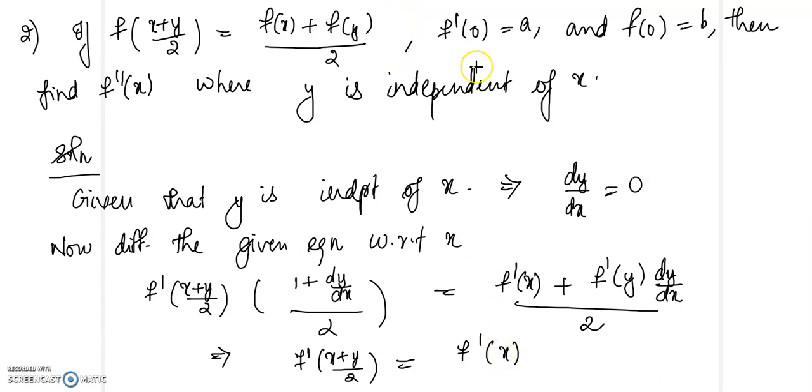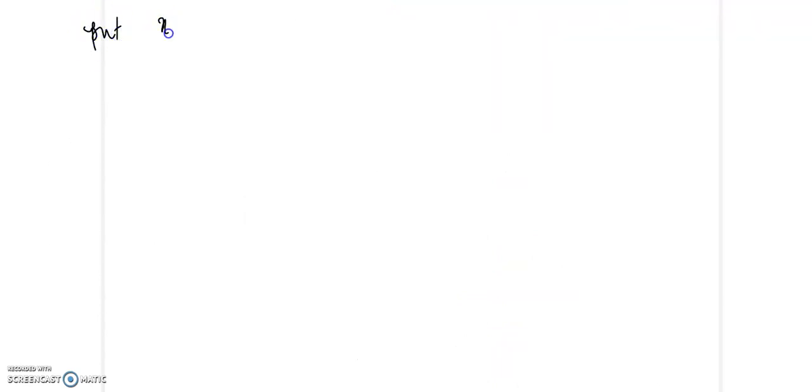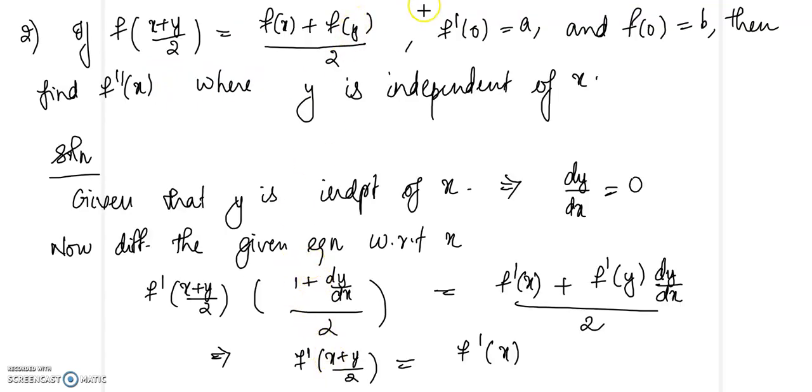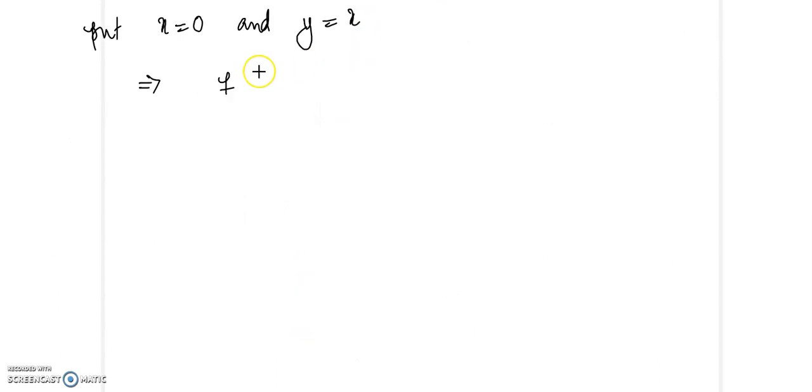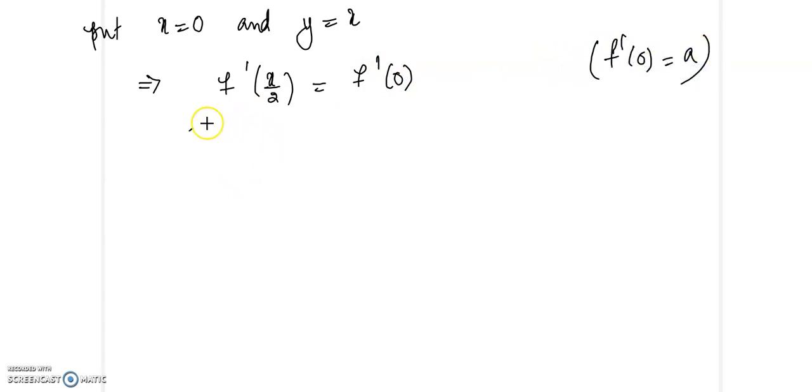Okay, so let me put x equal to 0. You put x equal to 0 and y equal to x. So the equation will become f dash of x by 2 equal to f dash of 0. Now f dash of 0 is given to be equal to a, so that implies f dash of x by 2 is equal to a.